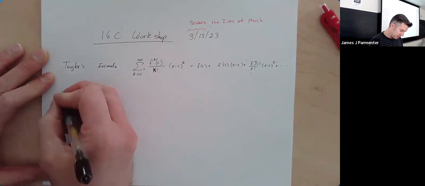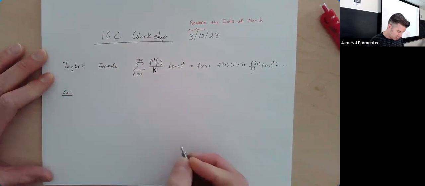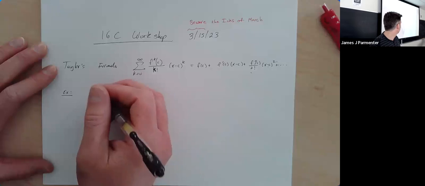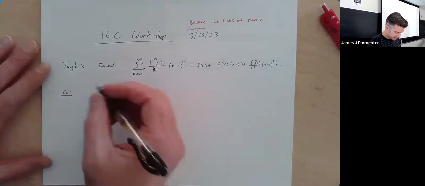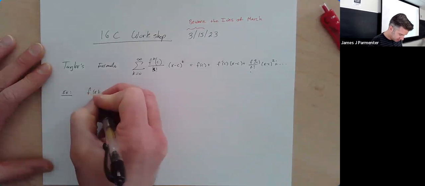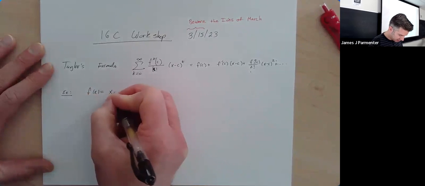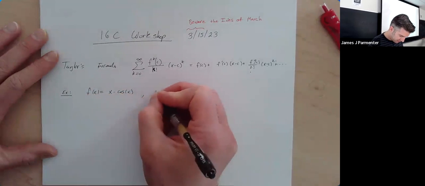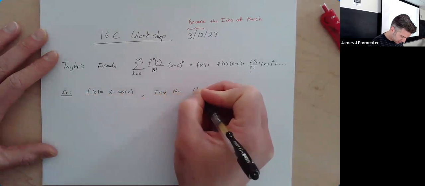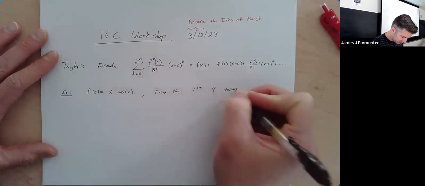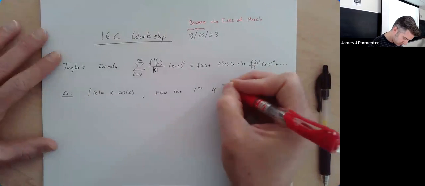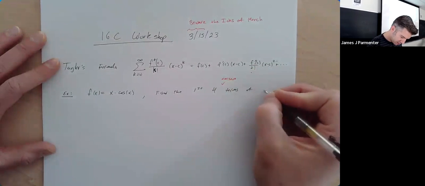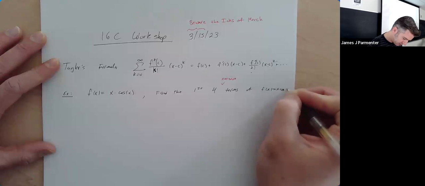Sure, we talked about this last time, but for example, I'm trying to think of an example that doesn't suck. The problem is they all kind of suck. For example, you could let f of x equal x times cosine of x. So someone could say, find the first 4 non-zero terms of f of x equal to x cosine x.